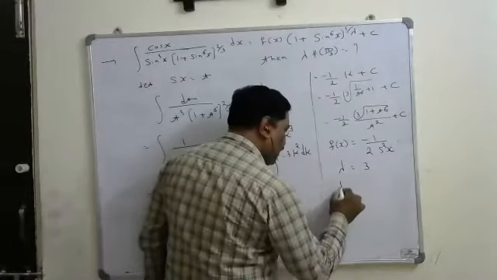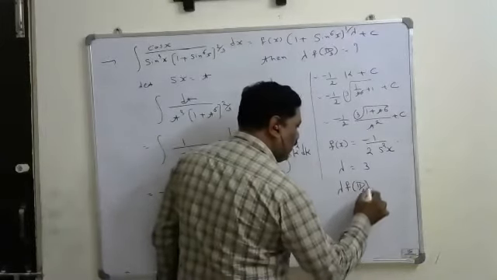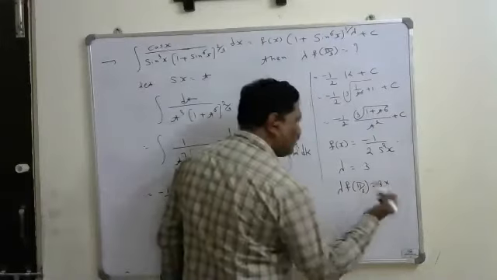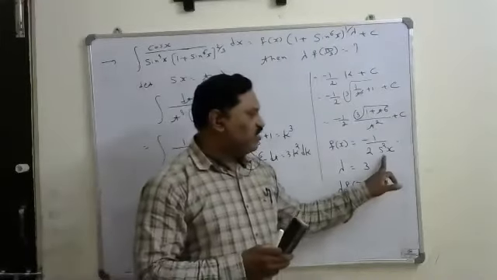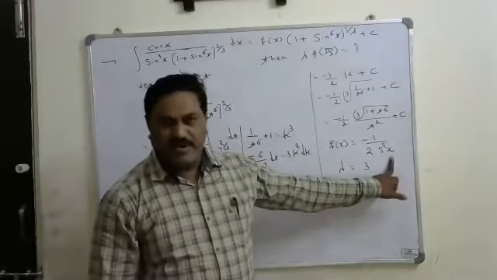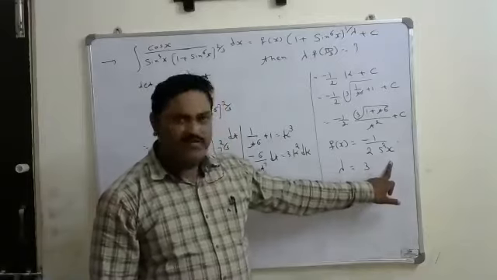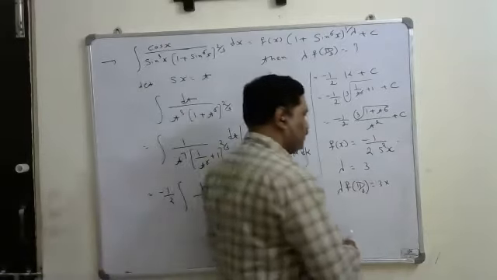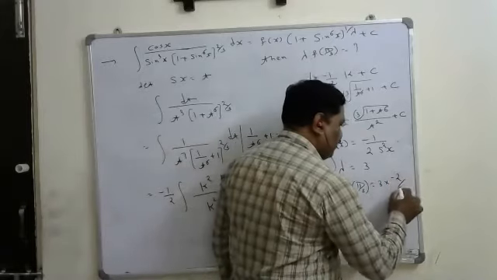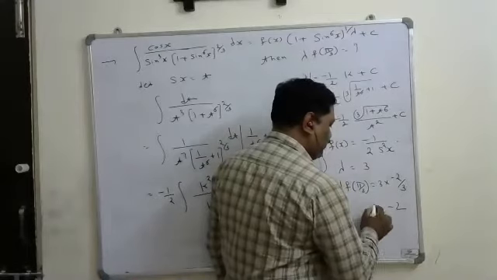Now we have to find lambda times f of pi by 3. Where lambda is 3 into f of pi by 3. Sin pi by 3, if I substitute it, sin 60 is root 3 by 2, whole square means 3 by 4. 2 into 3 by 4 which is 3 by 2, minus 1 upon 3 by 2 which is 2 by 3, minus 2 by 3. Therefore the answer is minus 2. This is the answer for it.